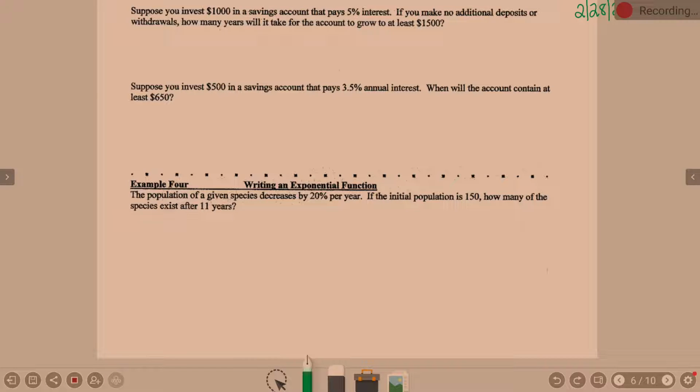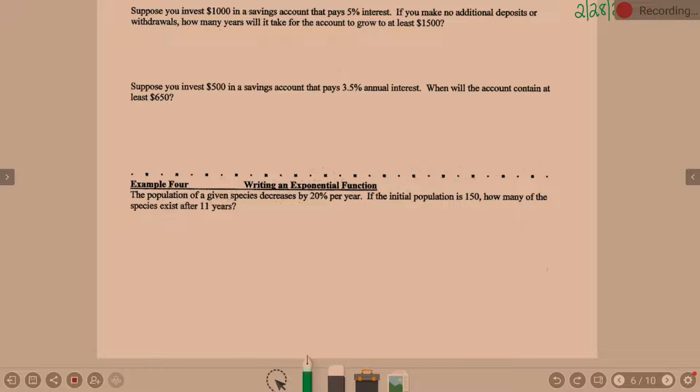Suppose you invest $1,000 in a savings account that pays 5% interest. If you make no additional deposits or withdrawals, how many years will it take for the account to grow to at least $1,500? Okay, let's reread through that and see if we can identify some information. Suppose you invest $1,000.